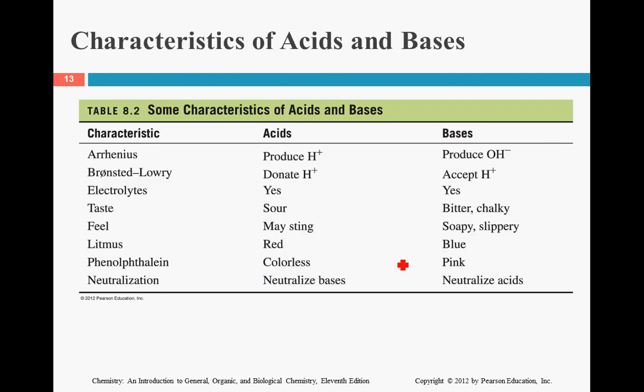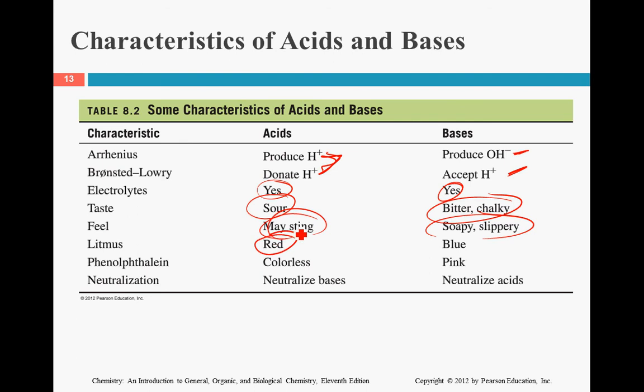So let's do a straight comparison. Either way, they're giving away a hydrogen. However, with Arrhenius, you're making your OH. With Brønsted-Lowry, you're accepting that hydrogen that's been donated. Either way, they both produce electrolytes. They both produce charges. Acids taste sour, while bases taste bitter or chalky. Acids may sting a little bit when you get them on you, whereas sometimes bases are soapy and slippery. However, if it's a concentrated base, it will hurt you as well.